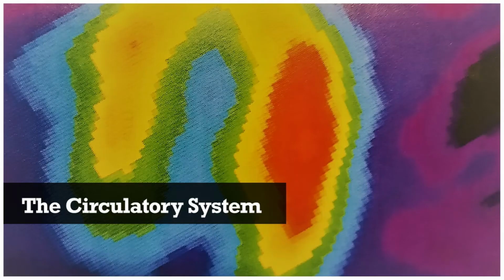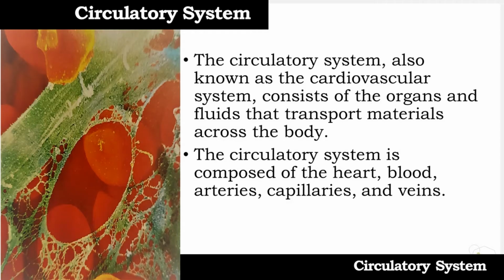The circulatory system. The circulatory system, also known as the cardiovascular system, consists of the organs and fluids that transport materials across the body. The circulatory system is composed of the heart, blood, and blood vessels such as veins, arteries and capillaries.